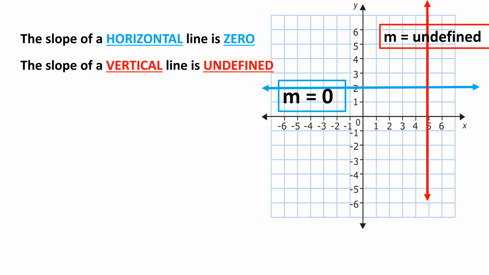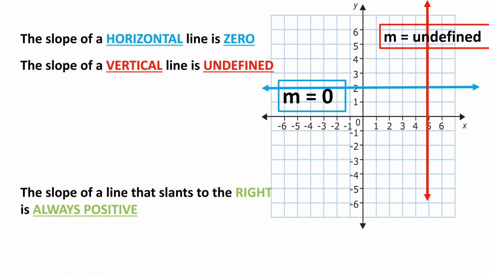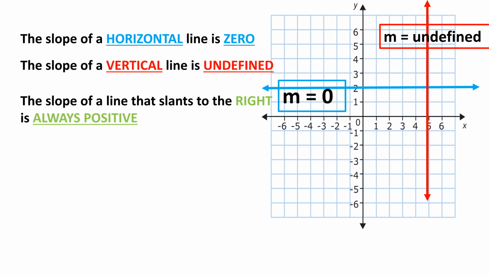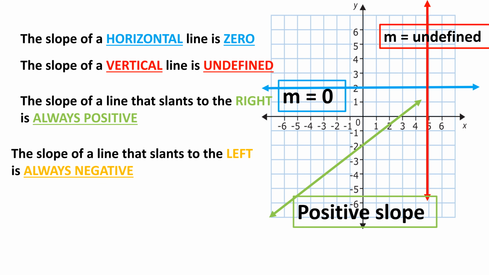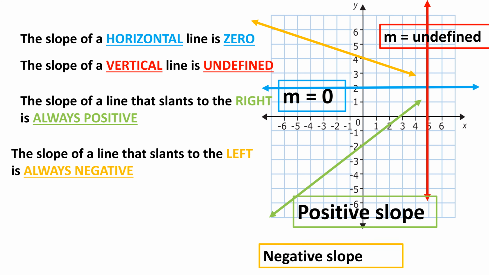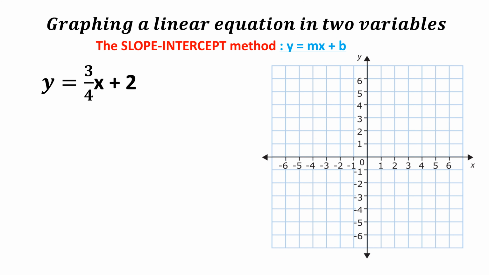So what will happen if a line slants to the right? If it slants to the right, the slope is always positive. What about if a line slants to the left? Remember that if a line slants to the left, it always has a negative slope. Okay, so let's proceed to an example.